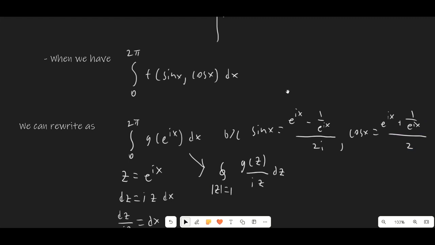Something else to note here is that this function of sine of x and cosine of x could just be some arbitrary function of e to the ix. In general, you'll see it in forms of sine of x and cosine of x, but I've had some situations where it's just written in terms of e to the ix.